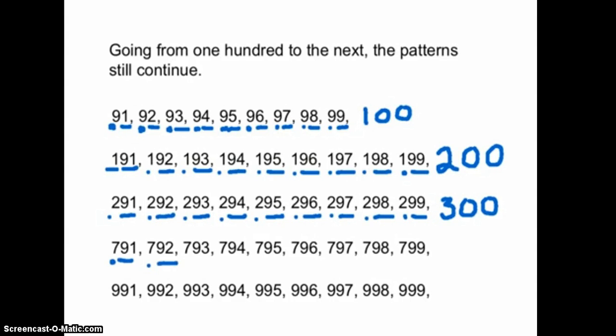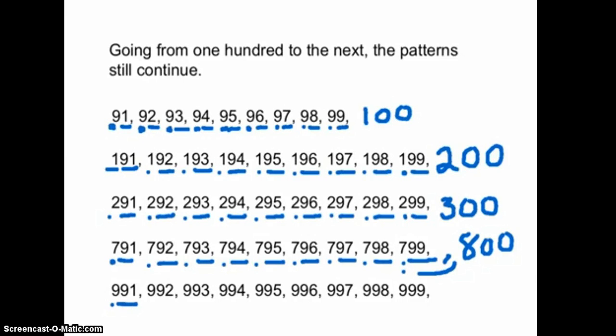Let's look at this one. 791, 792, 793, 794, 795, 796, 797, 798, 799. So this is 7. This number becomes an 8. 800.